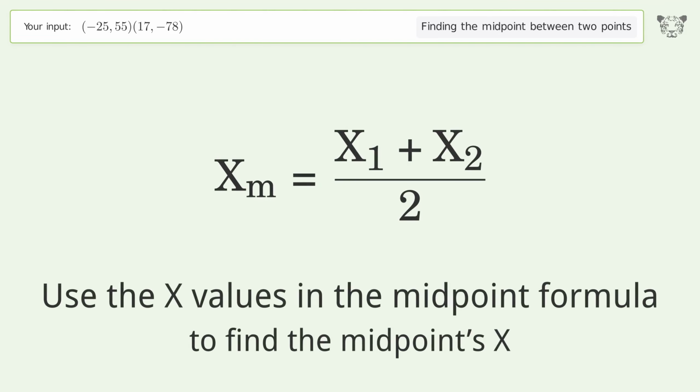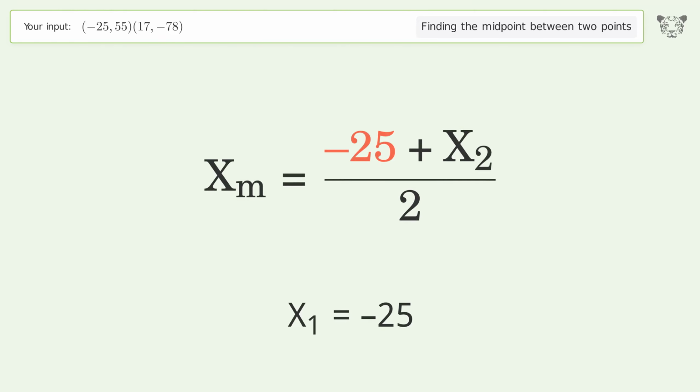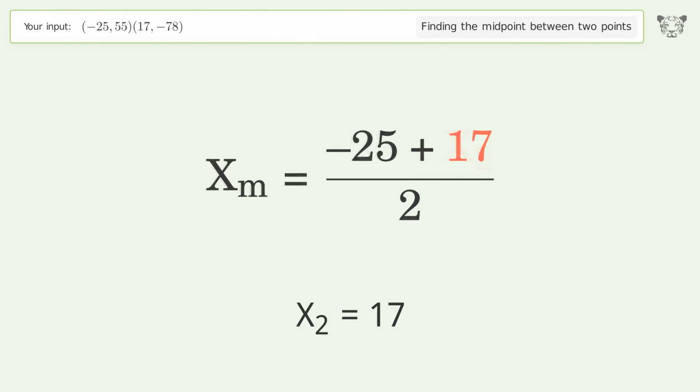Use the x values in the midpoint formula to find the midpoint's x. x1 equals -25, x2 equals 17. Simplify the arithmetic.